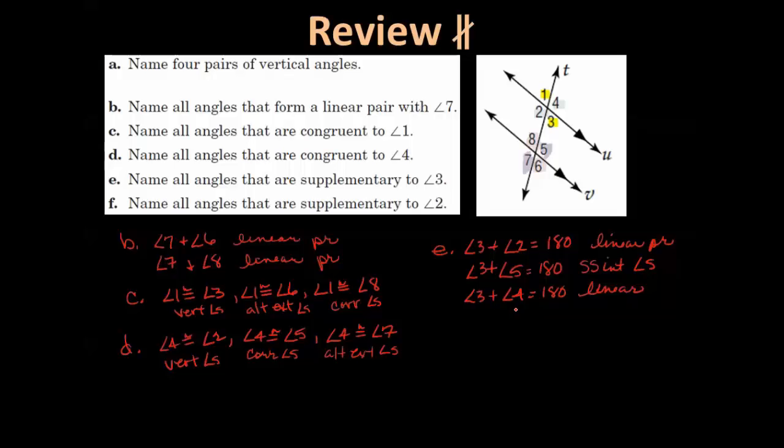I'm just looking through it right quick. Angle 3 and angle 7 aren't a pair? But let me explain. Angle 3 is supplementary to angle 5, and angle 5 is congruent to angle 7 because they're vertical angles. Okay, so that's why they're going to add up to 180. They're not a special pair. And then you would go through the same process with doing angles that are supplementary to angle 2.